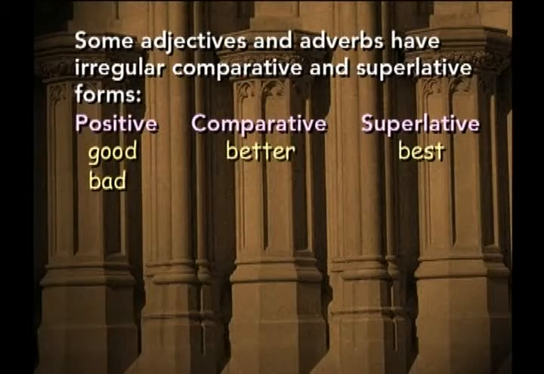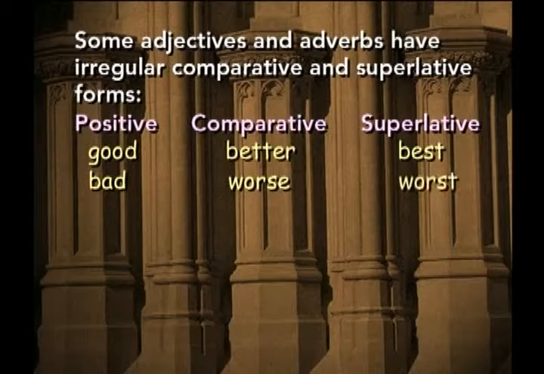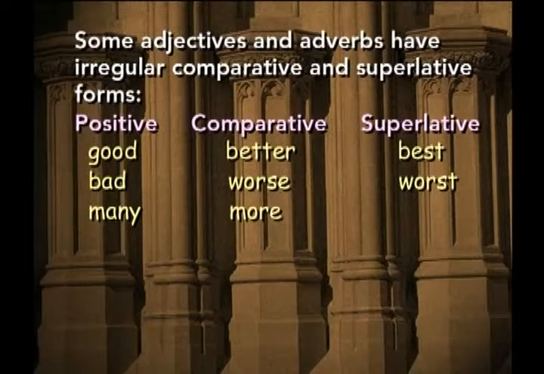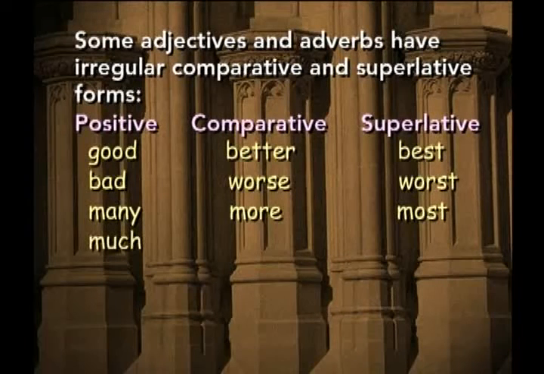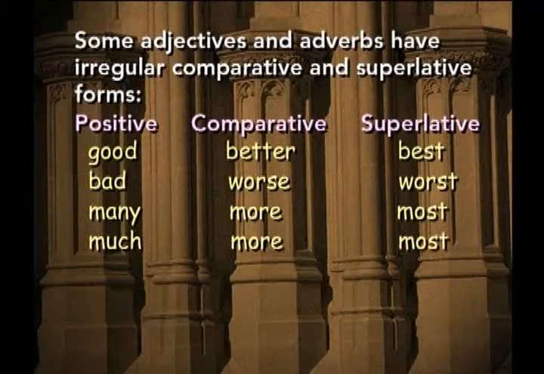Bad is the positive form of the adjective. Worse is comparative. Worst is superlative. Many is the positive form of the adjective. More is the comparative. Most is the superlative. Much is the positive form of the adjective. More is comparative. Most is superlative.